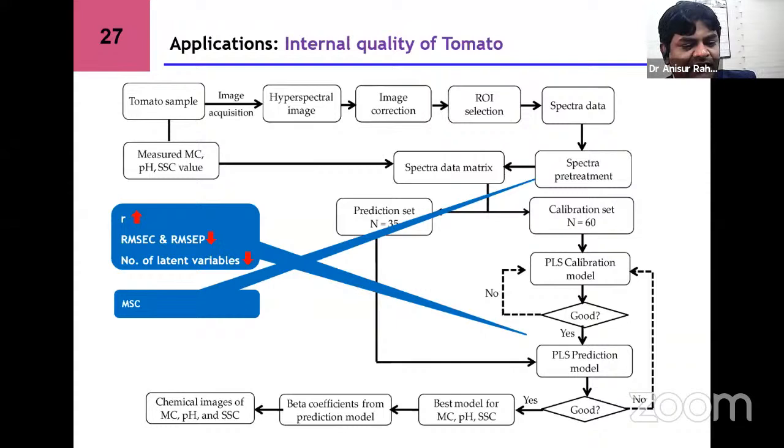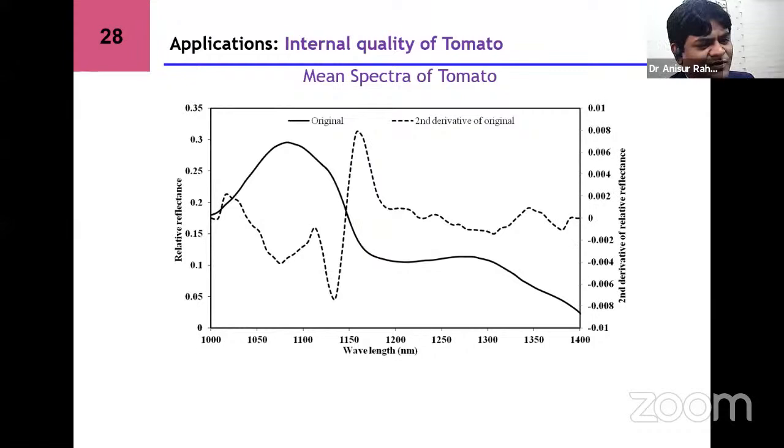Finally, you get the chemical image of moisture content, pH, and SSC. This is the flow diagram I follow. I use the software MATLAB and Unscrambler for analysis in this study. And this is the spectra of tomato. The wavelength is 1000 to 1400, and this is the relative reflectance.